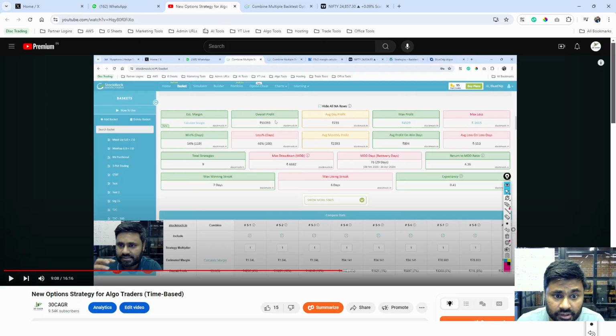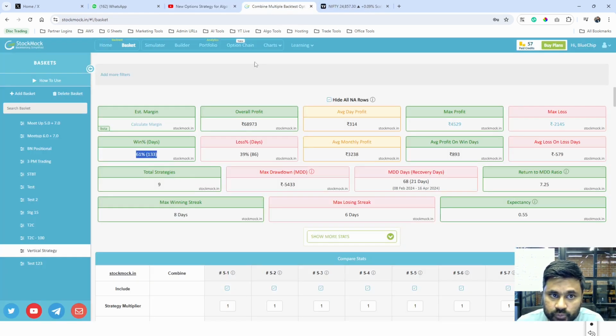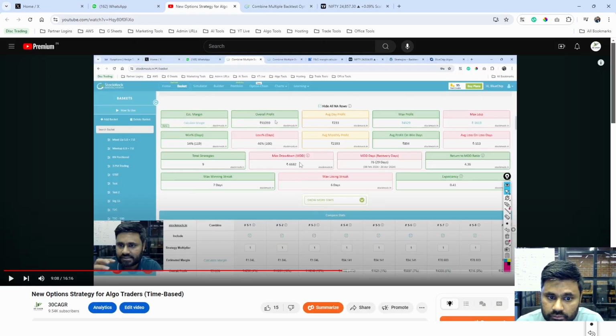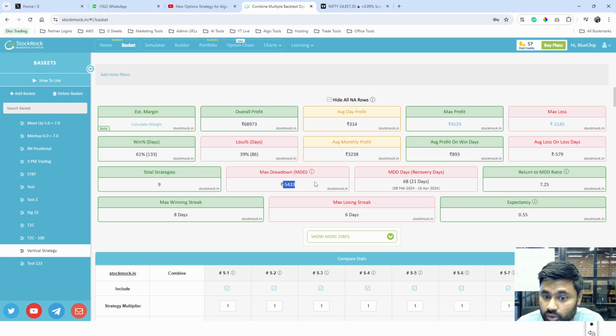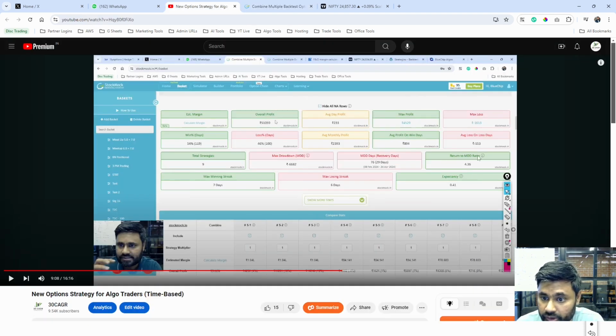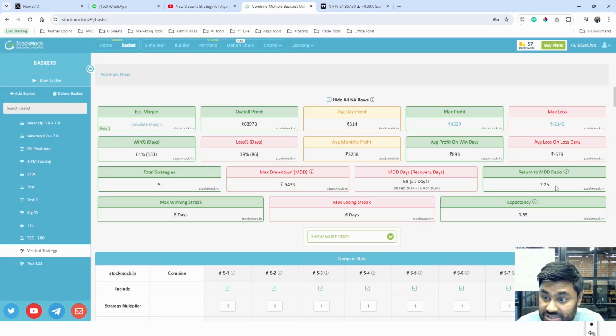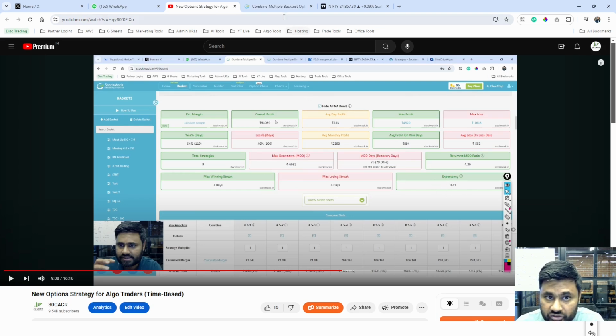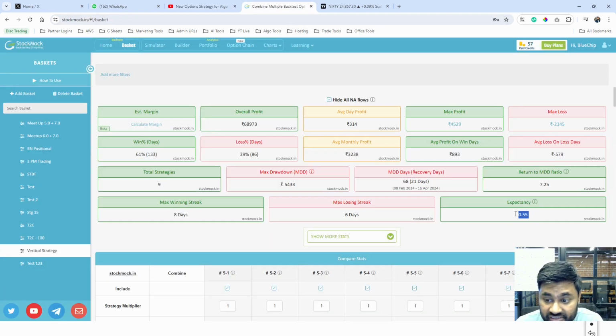And if you look at the accuracy, the win percentage has also gone up from 54% to 61%, and the drawdown has come down, which is a good thing really, 6,600 to 5,400. And then the return to MDD ratio went from 4.36 to 7.25. How good is that? And 0.41 to 0.55. This has also improved a lot. Almost a 40% increase in the expectancy, right?